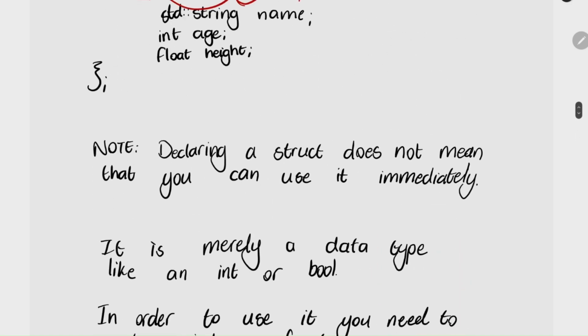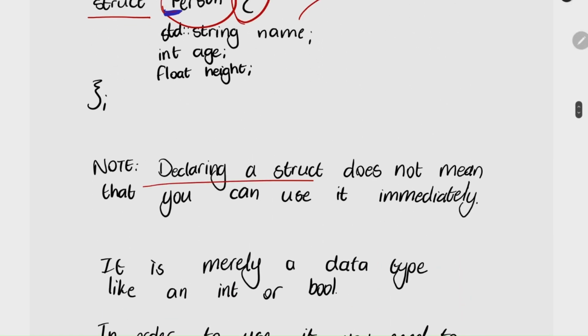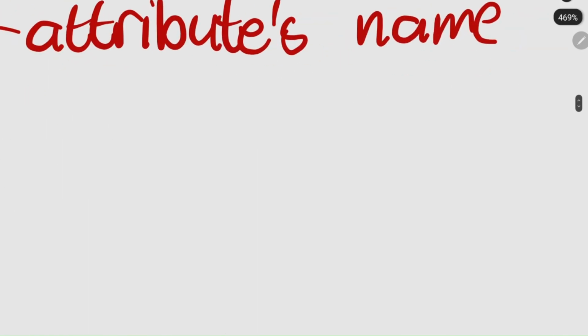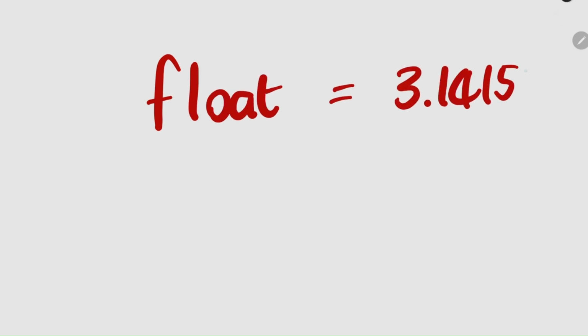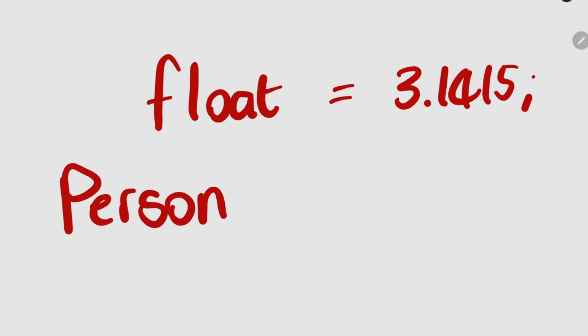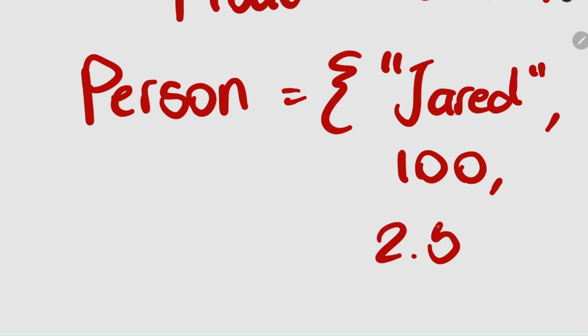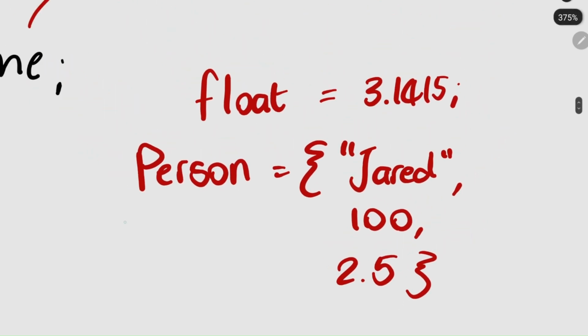Anyway, something I should tell you is that just because you have declared the struct does not mean you can use it immediately. It is essentially like a variable type, just like how you wouldn't be able to say float equals 3.14159 and the rest of pi. You wouldn't just be able to say person is equal to Jared, and let's say I'm 2.5 meters tall. You cannot say that, right? For the same reason, you have to give it a name.